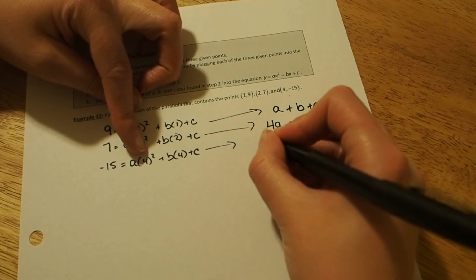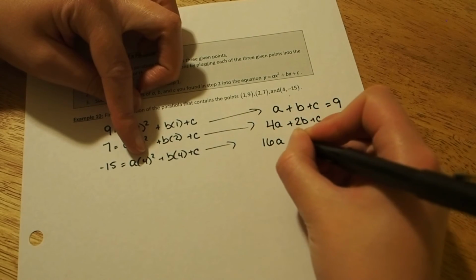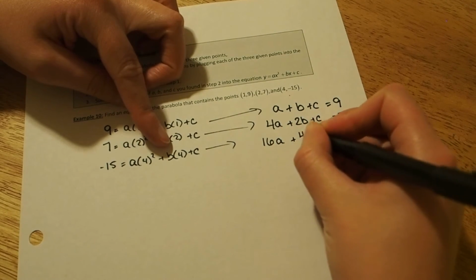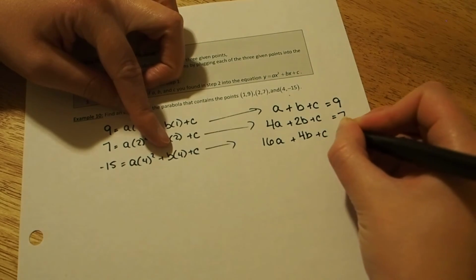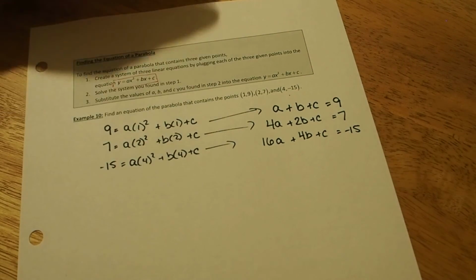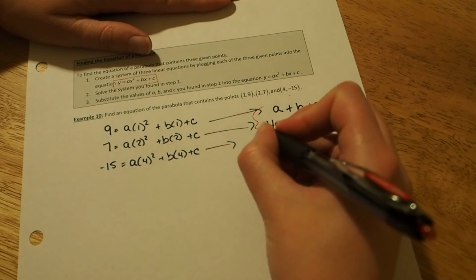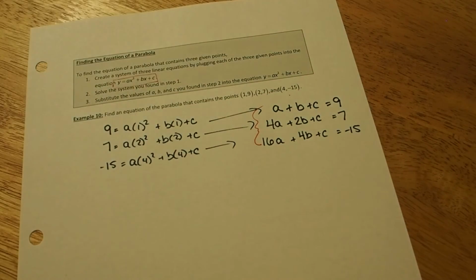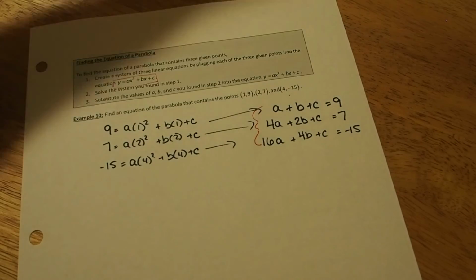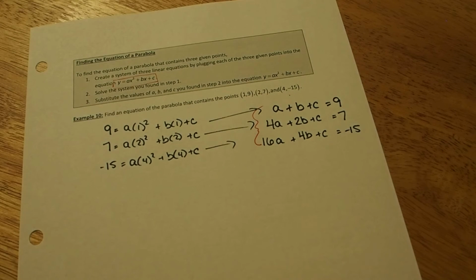Last one, 4 squared, that's 16. So 16a plus 4 times b, so 4b, plus c, and that equals our negative 15. Okay, this looks like a system that I could have seen on the previous page. Instead of being called x, y, and z, they're called a, b, and c, but it's very similar. So what I want to do is solve for a, b, and c.